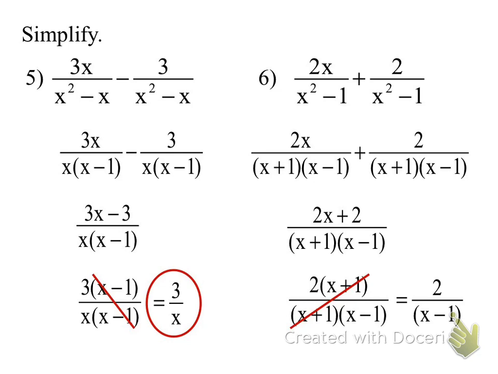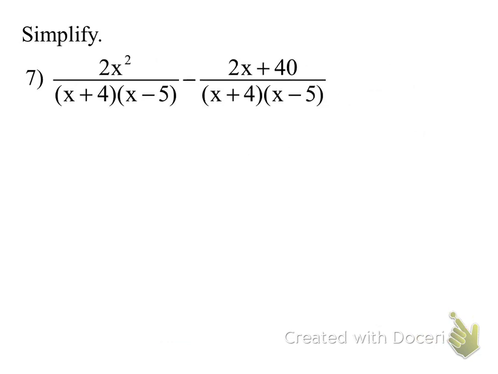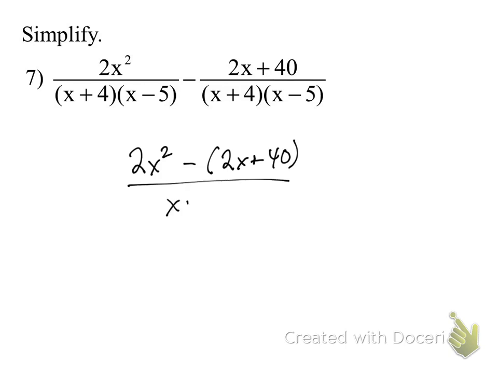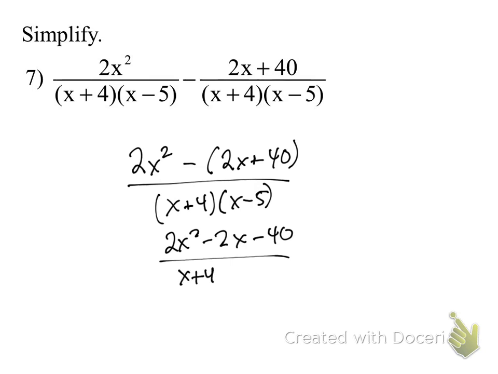Questions? Okay, last question. You want to try this one? Yes. Pause it. Next one, 2x squared minus the quantity of 2x plus 40. Did we distribute all the way in? No. Okay, x minus 5. So that's 2x squared minus 2x minus 40 all over x plus 4 times x minus 5.